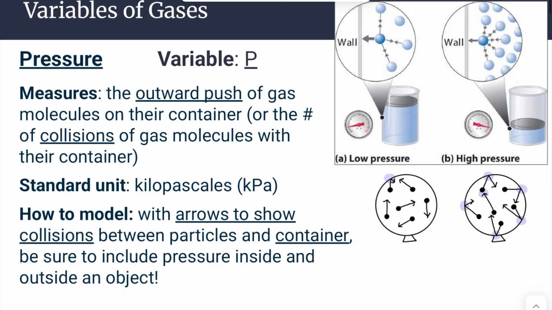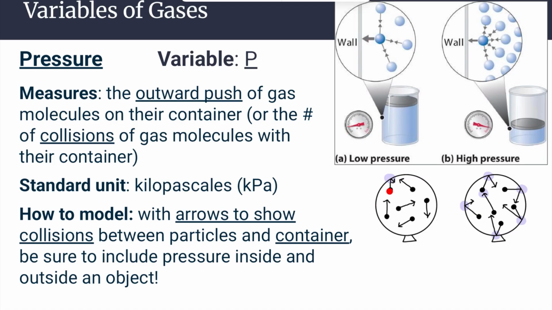Our next variable is pressure. The symbol we use is an uppercase P for this variable, and pressure measures the outward push of gas molecules on their container, or we can think of it as the number of collisions of gas molecules with their container. And so that pressure comes from the fact that, again, these molecules of gas are moving around, and in that movement, they are going to hit whatever their container is. If we have a low number of collisions, then that is going to be something that has low pressure. And you can see that below.